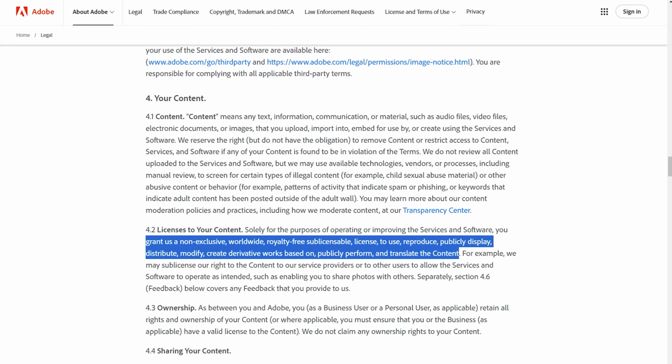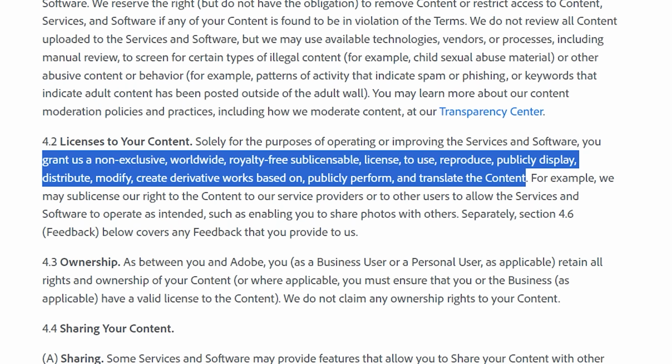Last week, Adobe updated their Creative Cloud terms of service, and boy, did it not go well. The part that drew the most criticism was Section 4.2. You grant us non-exclusive, worldwide, royalty-free, sub-licensable license to reproduce, publicly display, distribute, modify, create derivative works based on, publicly perform, and translate the content.